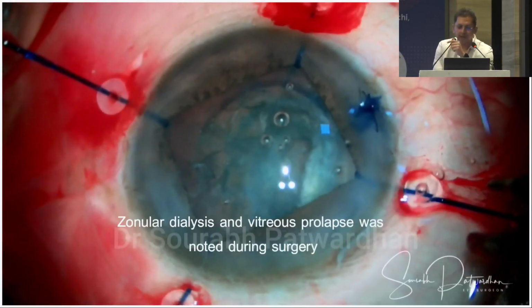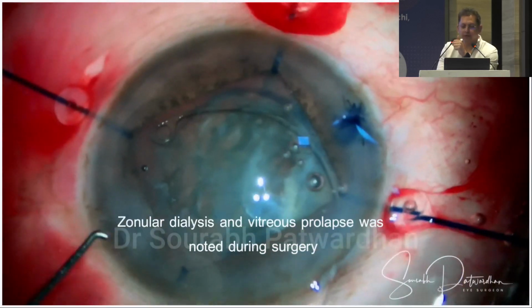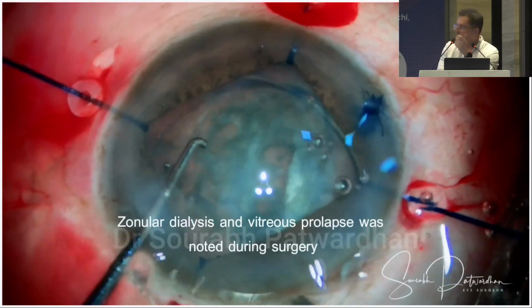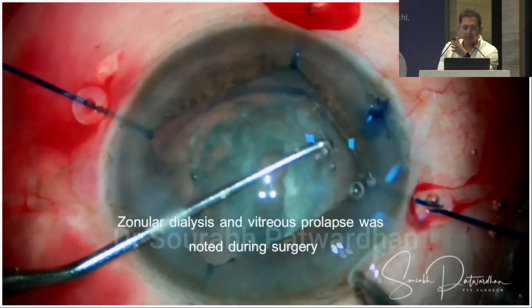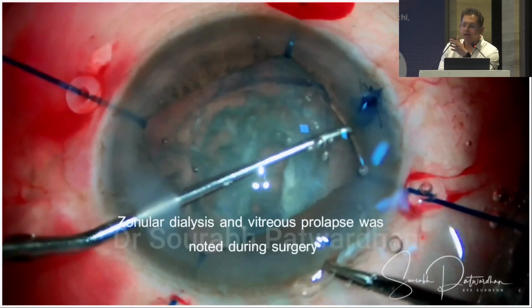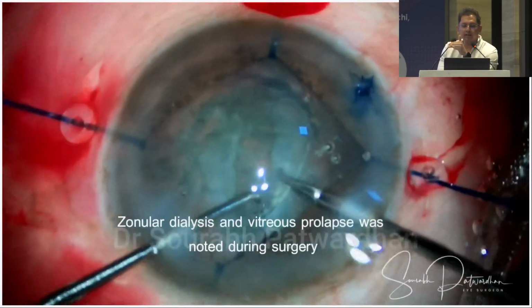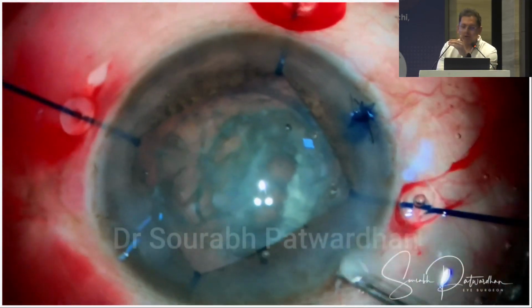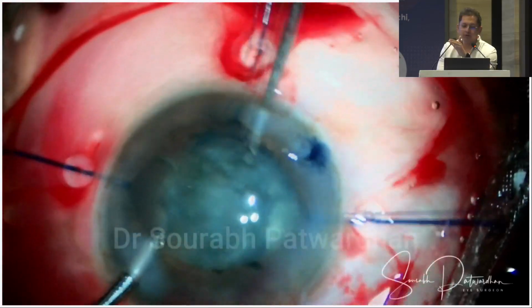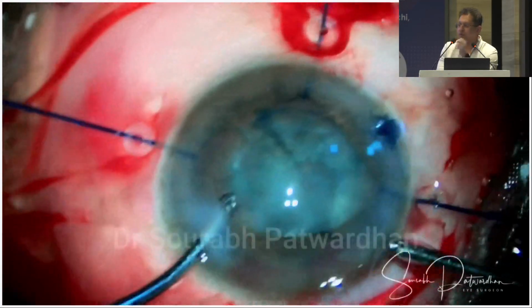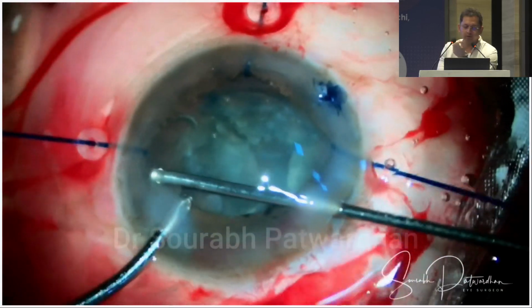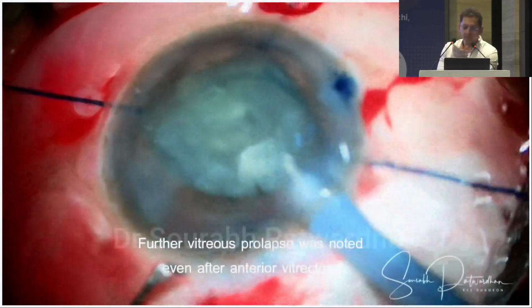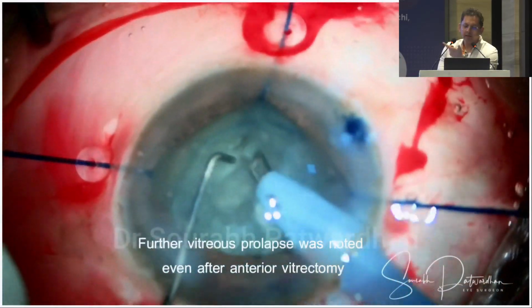Now this was another case which one of my fellows was doing, and on the table it was realized that there was a zonular dialysis, so one of my colleagues placed the CTR to stabilize the bag. But when he started doing phaco, he realized that there was vitreous prolapse from the area of zonular dialysis. When there is vitreous prolapse from the area of zonular dialysis, it becomes a little difficult to do phaco, because every time you go in, the phaco probe will catch that vitreous. So he tried to do anterior vitrectomy from the anterior route, and again started doing phaco.